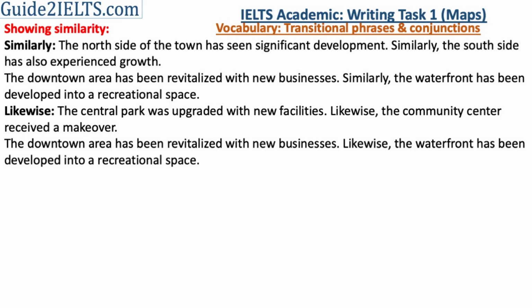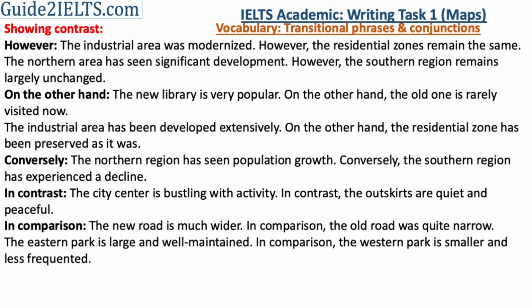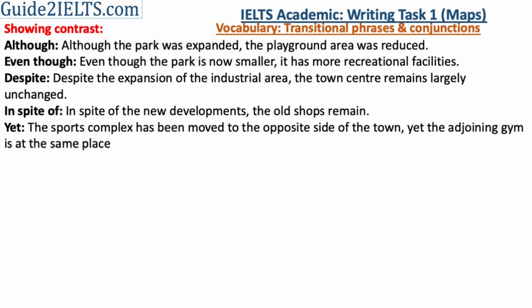Then there are words and phrases which we use when talking about two opposite things. These are called contrast words. For example, if I want to say that one thing has changed but the other has not, I can use however, on the other hand, conversely, in contrast, or in comparison. For showing contrast or opposite things, we can also use although, even though, despite, in spite of, and yet.